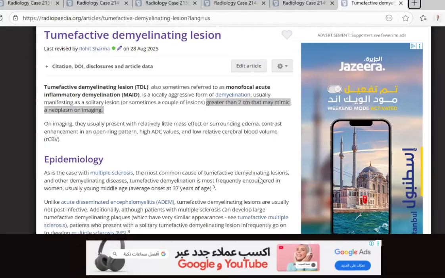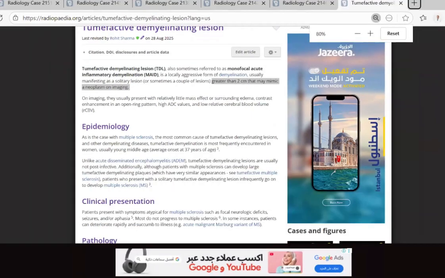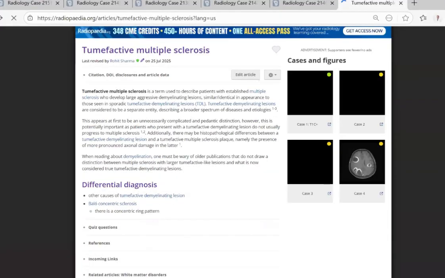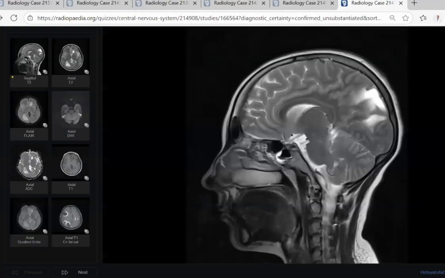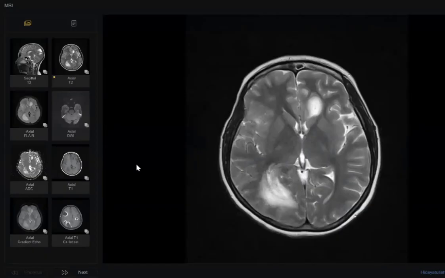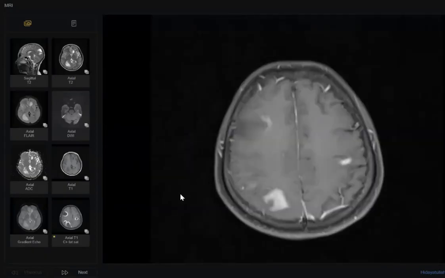Tumefactive came from tumor, looks like tumor, because when you look at this lesion, you may consider, what is this? It is tumor-like. This is the main cause of naming it tumefactive. Tumefactive means tumor size, tumor-like, something like this. Thank you, doctor. You did very well.